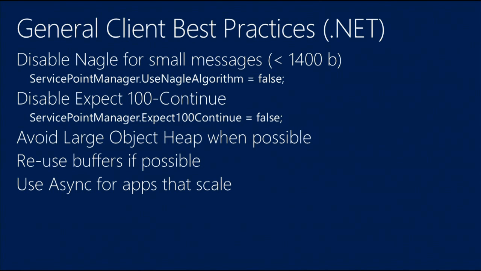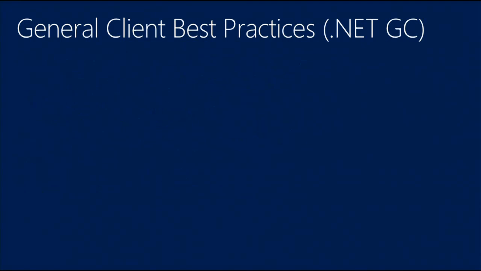Use async for apps that scale. So a bunch of legacy apps, kind of a traditional model is spin up a thread to process a request, spin up a thread. Even when using the thread pool, that works up until, let's say, hundreds or maybe even 1,000 requests. When you want to serve thousands and thousands of concurrent requests, you want to use async.